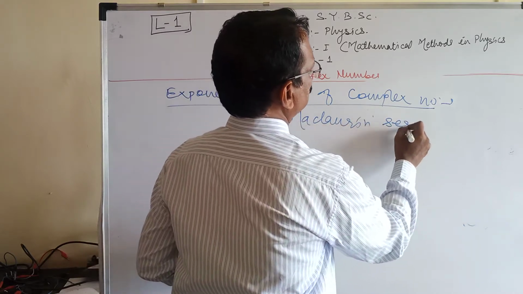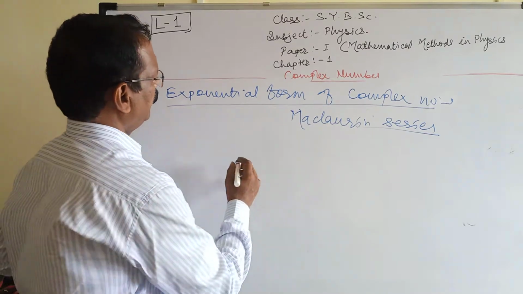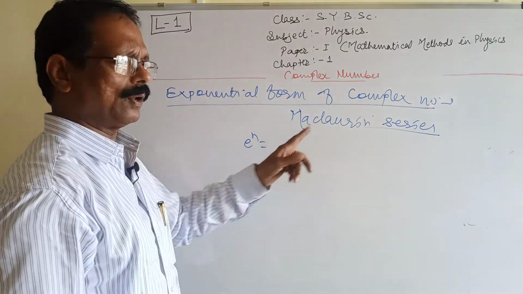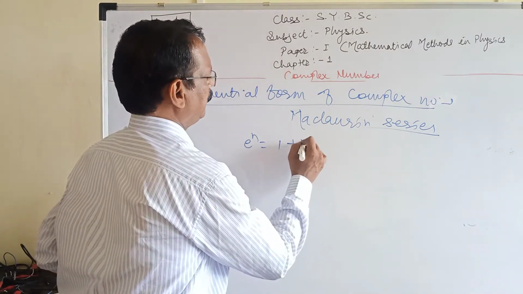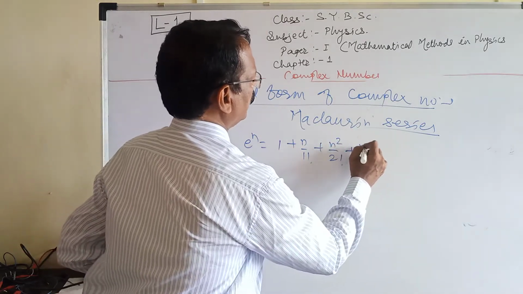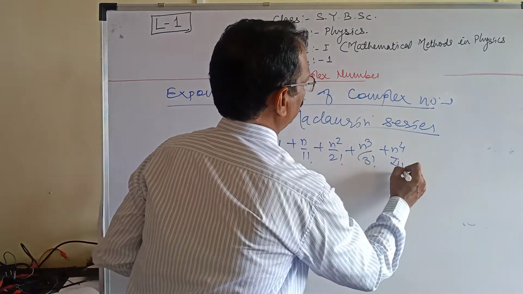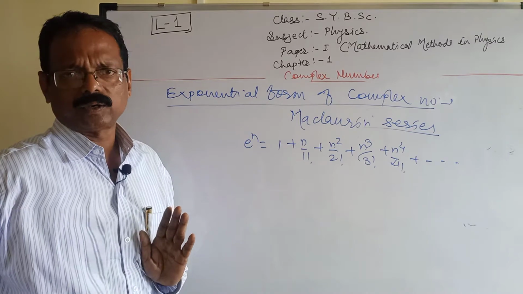What is the Maclaurin series? According to the Maclaurin series, e raised to n is equal to 1 plus n upon 1 factorial plus n square upon 2 factorial plus n cube upon 3 factorial plus n raised to 4 upon 4 factorial plus so on. This is the Maclaurin series.